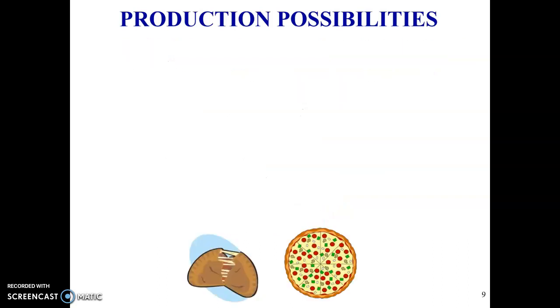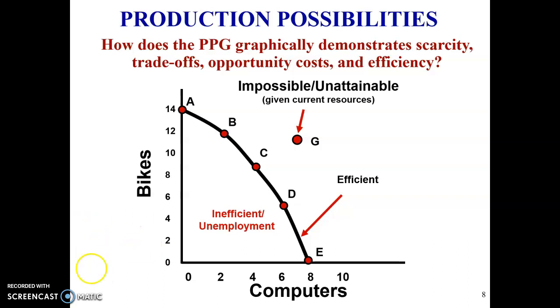It is unattainable. However, we could have a point that would be underneath the PPC. Any point underneath the PPC, we have an unemployment of resources. And even though we use unemployment specifically to talk about labor resources, in this case, it is unemployment of any resource: unemployment of land, unemployment of labor, unemployment of capital, robots that aren't being used.